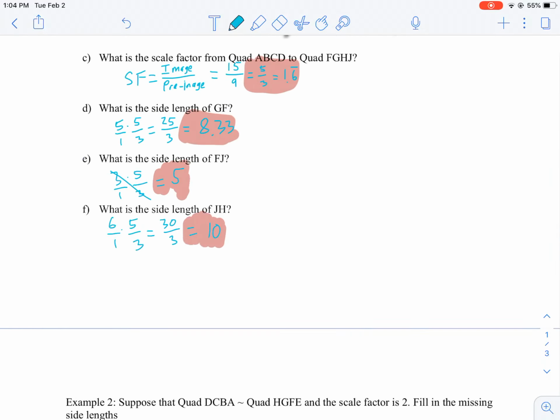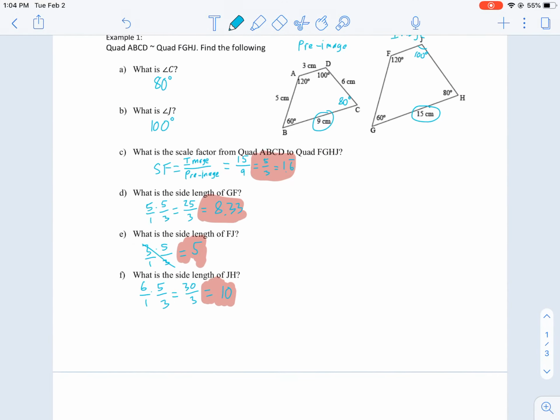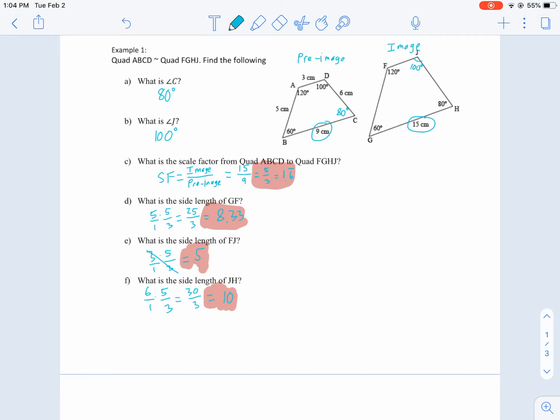So I'm kind of explaining this in depth, but hopefully that made sense. You can multiply your scale factor by your first shape, and that'll give you the sides in your second shape, okay?